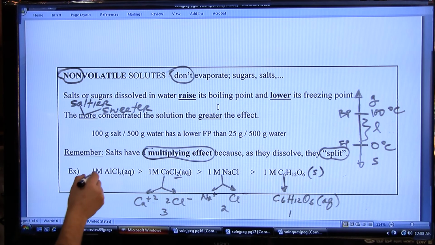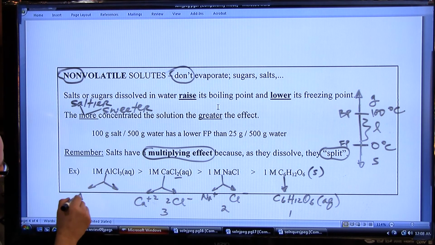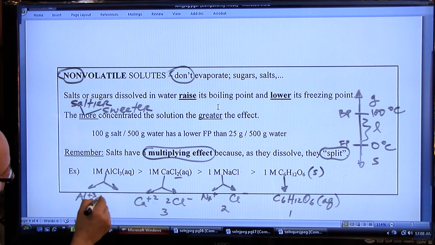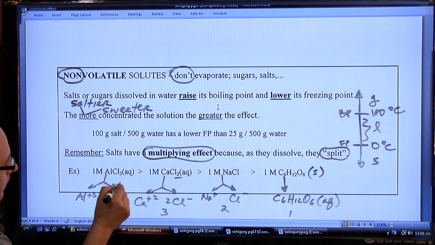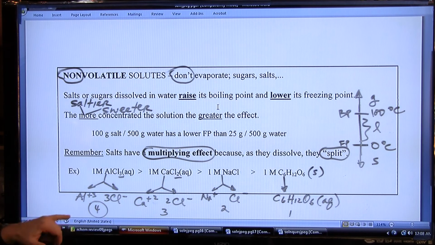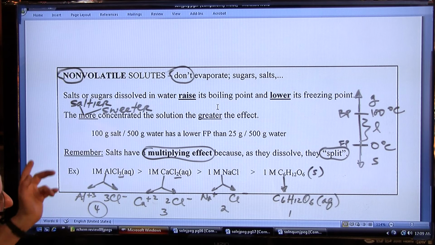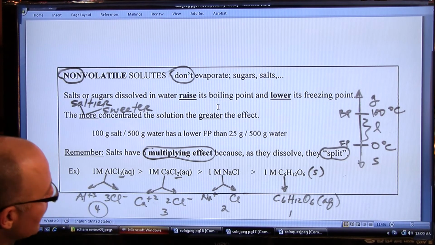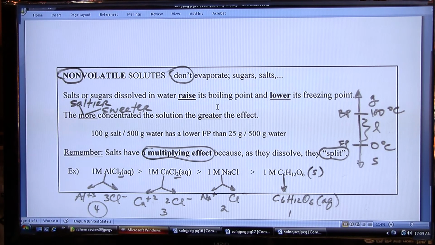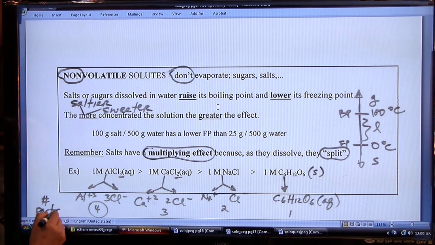And the last one, the aluminum chloride, when that splits, you get an aluminum ion with a 3+ charge and three chlorides, as you can tell from the subscript there. So that gives you four particles. And clearly the aluminum has a greater number of particles in solution, so the aluminum will have the greatest effect on the freezing point and boiling point, and at the other extreme, the glucose would have the least effect. So this would be the number of particles in solution.